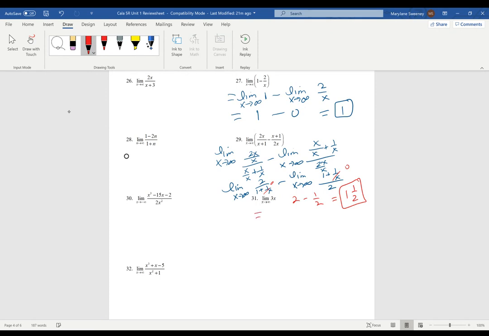31, kind of just think of what 3x does as x goes to infinity. The y's shoot up to infinity too. Or you could think of plugging in a really big number that's going to get even bigger.